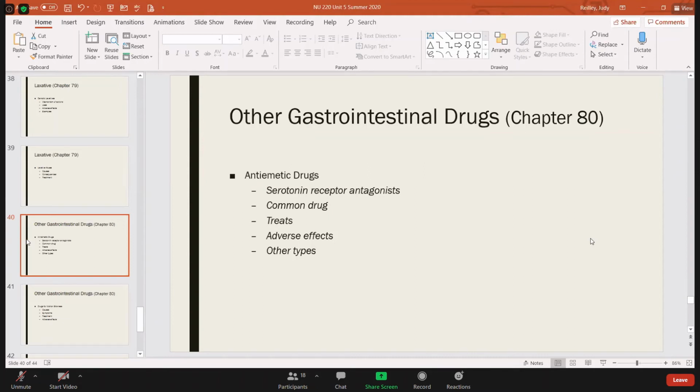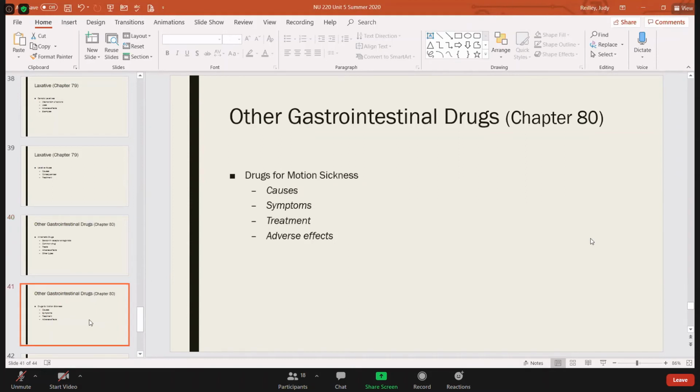When we look at motion sickness, that's what we see with people who get nausea, vomiting, cold sweats, and pale skin due to riding in a car, flying, being on a boat, and even space travel can cause motion sickness. So treating it with antihistamines is one way. Your meclizine is a treatment for motion sickness.